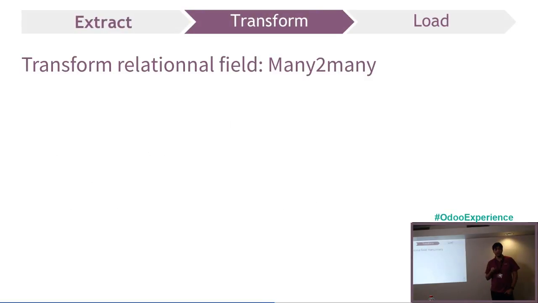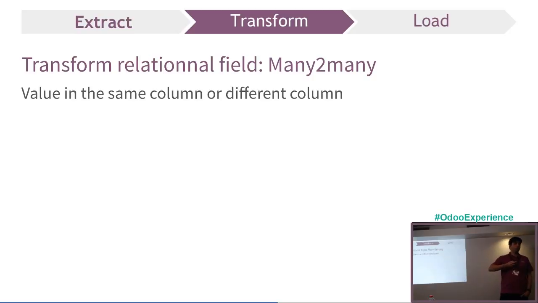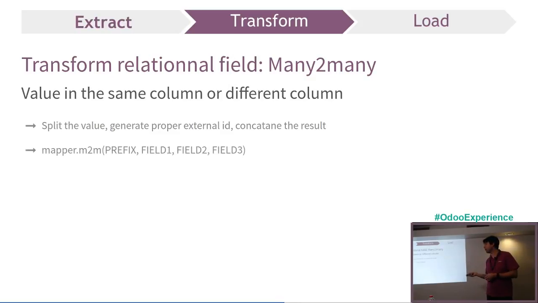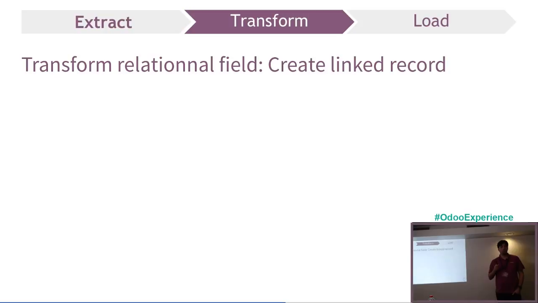So for the many-to-many, you can have the values in one column, separated by commas already, or you can have different columns that will end up in the same many-to-many. It happens. In that case, if you have multiple values in the same cell, split your value, generate the proper XML ID, and then put them together again in the cell. There is a mapper to help you do that, with the prefix always, and then you can specify as many fields as you want that will be put together. And of course, if the field already has many values, it will split the value first.